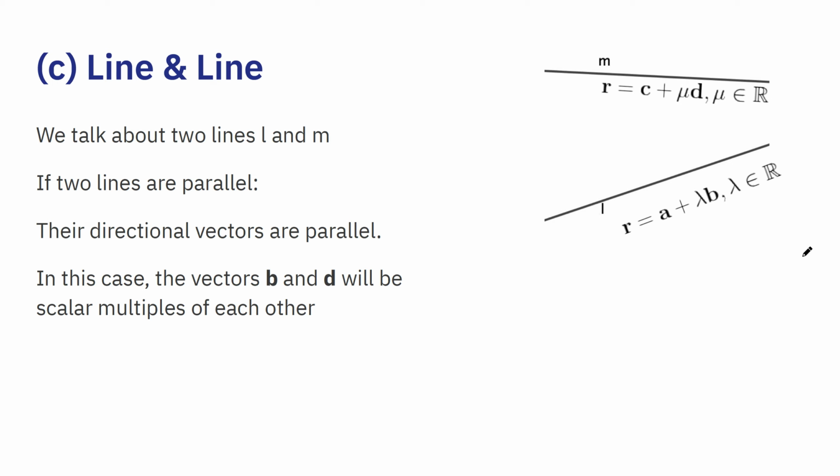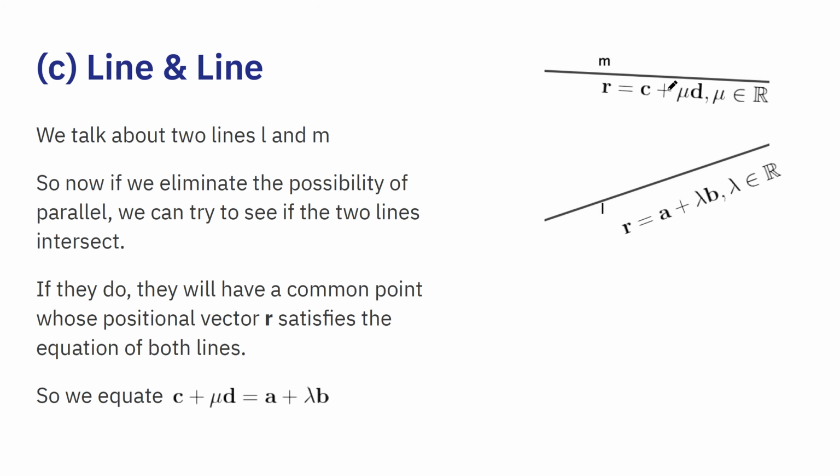So if two lines are parallel, firstly, then their directional vectors B and D would be parallel to each other. In this case, the vectors B and D would then be scalar multiples of each other. So you can write B equals, say, kD. Okay? So this is how we can tell if two vectors are parallel.